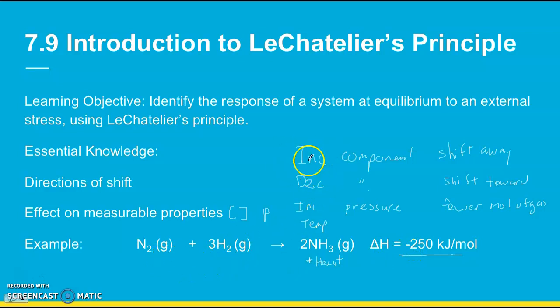And now we just treat it like in these first two situations. So if we increase temperature, it'd be like we're adding more heat and it's going to shift away from this. So if we increase the temperature for this example, the reaction would respond by shifting to the left.